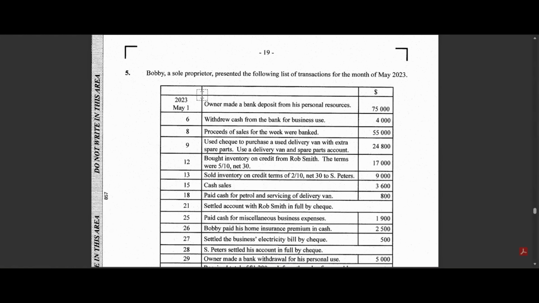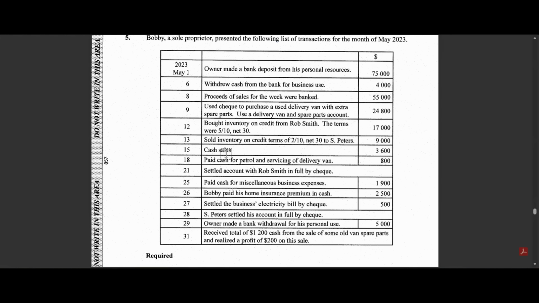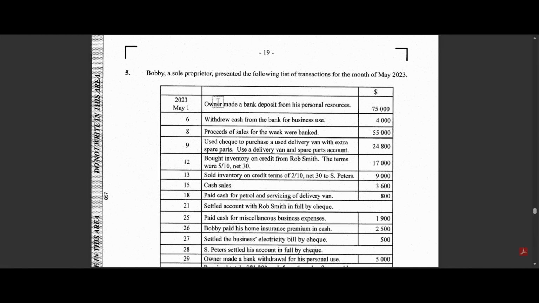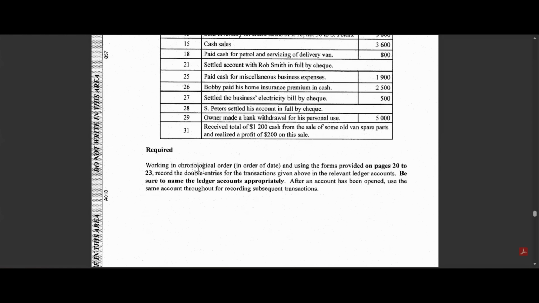Now, question 5. Question 5 was a pretty big question which consists of double entry. Let's have a look. So Bobby, a sole proprietor, presents the following list of transactions in the month of May. We have a list of transactions here, and we will have to work in chronological order, in order of date, and using the form provided on page 2023, record a double entry for the transactions given in the relevant ledger accounts. Be sure to name the accounts appropriately. After the account has been opened, use the same account throughout for recording subsequent transactions.